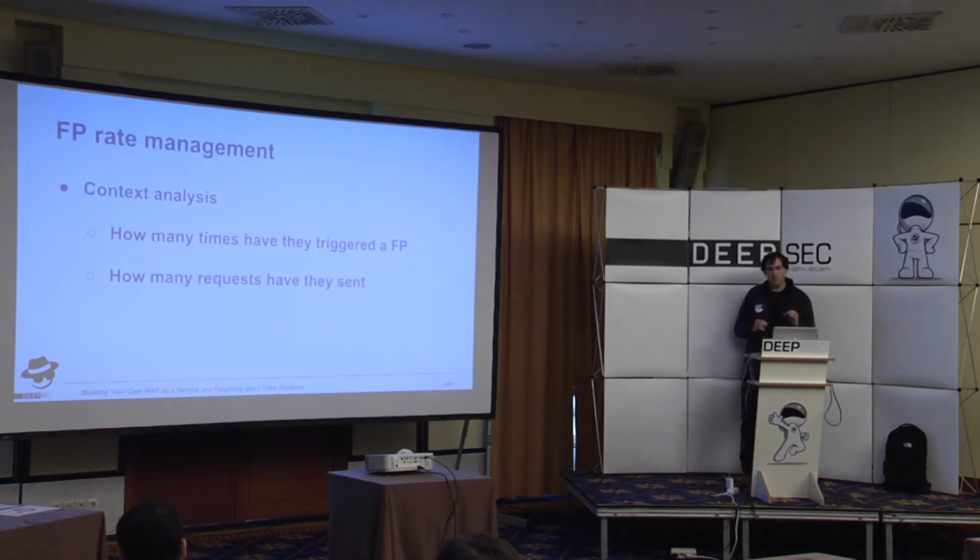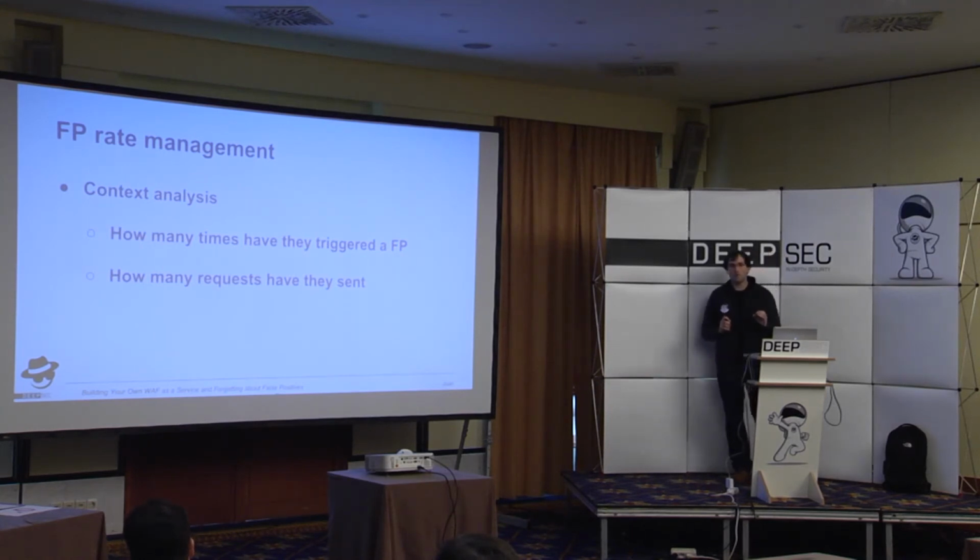And one which is key is the context analysis. So how many times have they triggered one of these detection false positives? And how many requests have they sent? So information that's happening on the context, which a lot of these solutions do not take into account so much, but in this case, it's going to be critical.